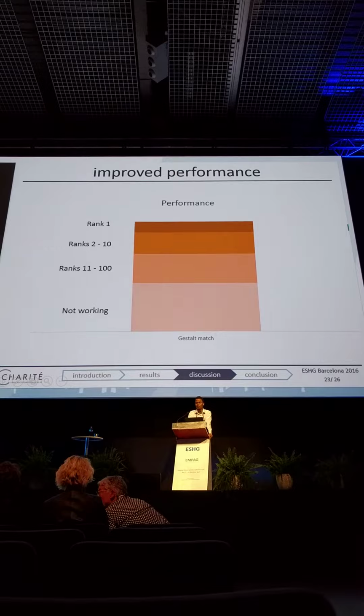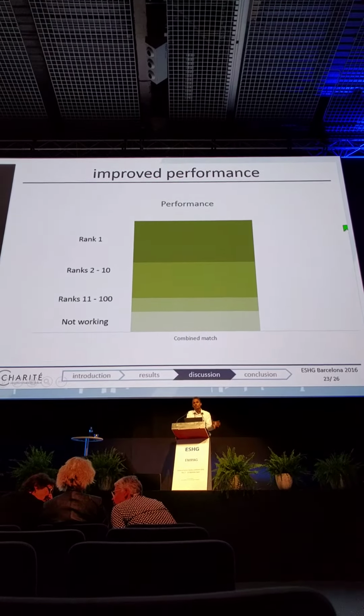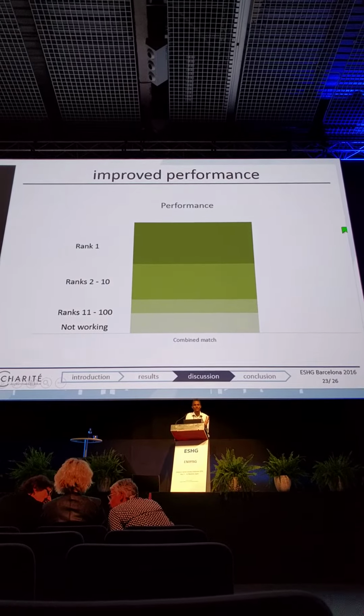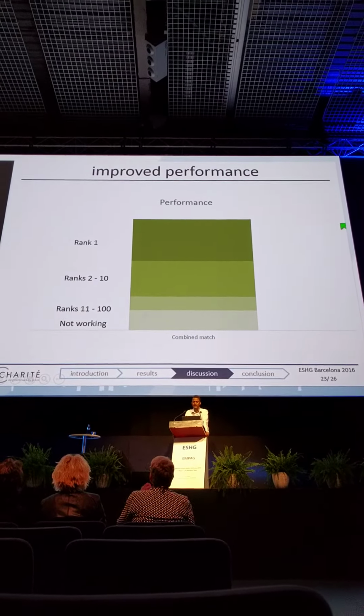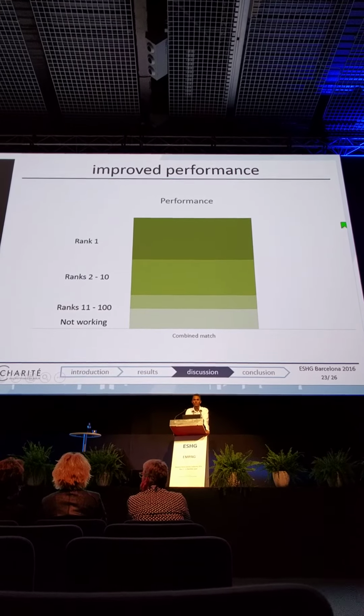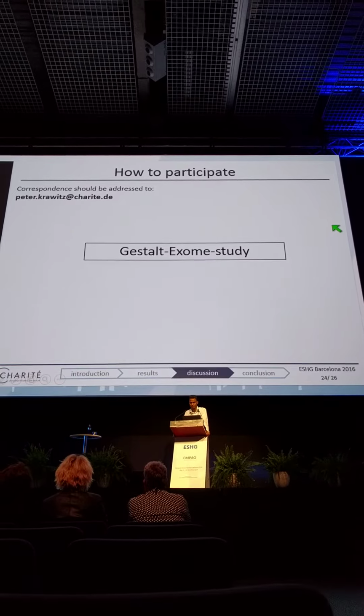So this approach improves our performance, that's the idea. However, to create a classifier that is able to distinguish between truly and falsely positive variants, we need by far more than 130 patients. And that is where we need your help.